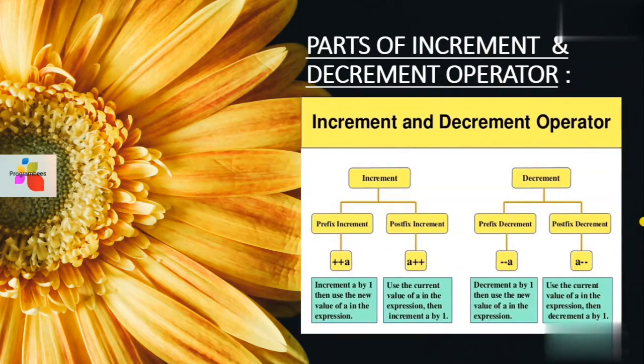The increment and decrement operators also have two forms, that is prefix and postfix. In case of increment, we can write the prefix as plus plus a and the postfix as a plus plus. And in case of decrement, the prefix is written as minus minus a and the postfix as a minus minus. All the increment and decrement operators, prefix or postfix, have different meanings. In the example given here, I will discuss how the prefix and the postfix work in case of increment and decrement.